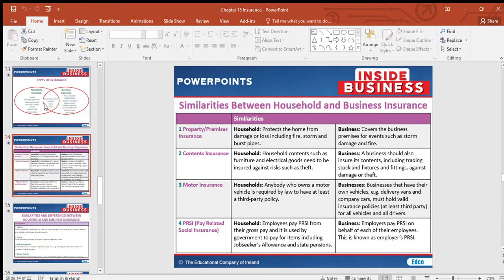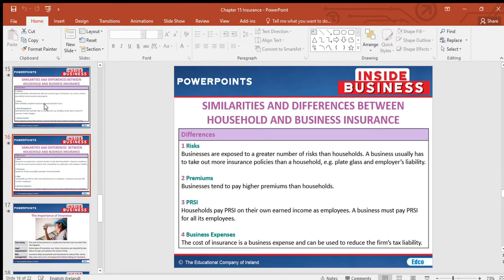Businesses will pay it as well. Your employers pay PRSI on behalf of each of their employees, and it's known as employers PRSI. So obviously pay-related social insurance falls under both categories as well. It's related to wage, so it comes out of your wage. We've similarities and we've differences.